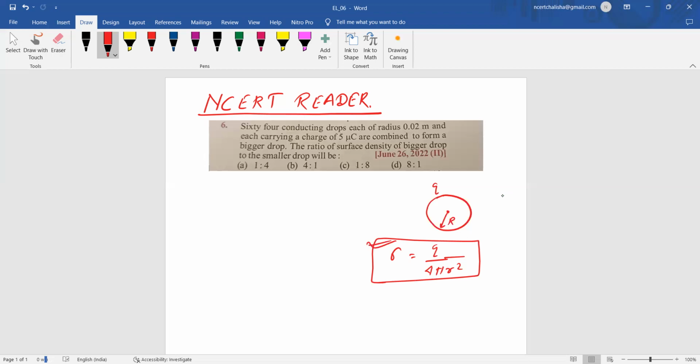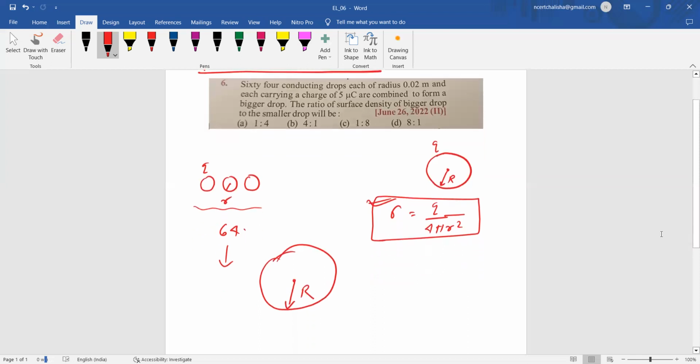In this question, it is asking about 64 conducting drops. 64 identical drops have some small radius r and some small charge q. These 64 identical drops combine and form a bigger drop. Suppose the bigger one has radius R. So what is the principle here? We can use the charge conservation principle.